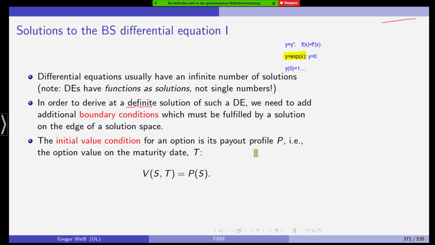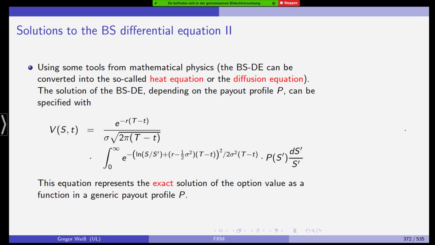value condition for the option is actually the payout profile. We know, for example, if this is the underlying price, and we are here today, we know what the option will be worth at this point in time. That's the payout at maturity. So actually the payout profile, P, as a function of S at time of maturity, the payout profile P is our initial value we need in order to at least try to solve the differential equation uniquely. And that's what we do next.